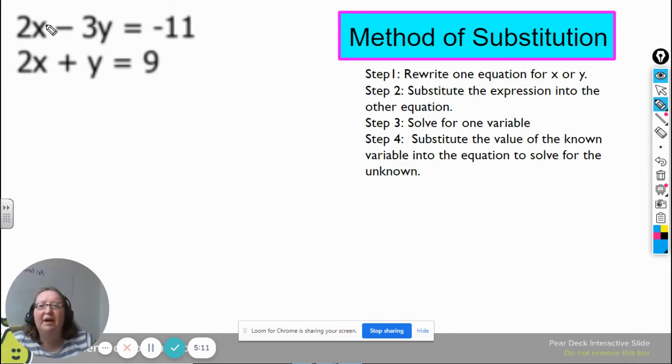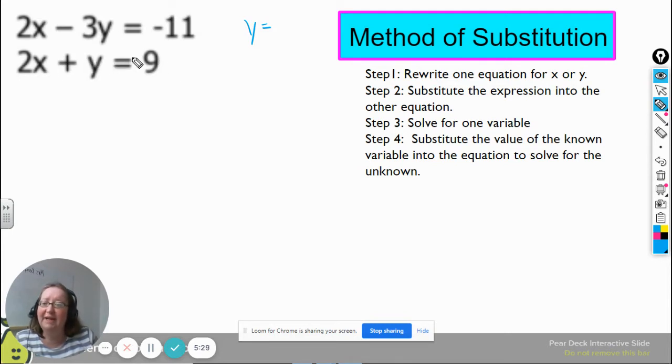Okay, so now we don't have the convenience of the last question, where one of them was already written as just y is equal to. And so we could just start right away with the second step, substituting the expression. But we can't do that on this one.